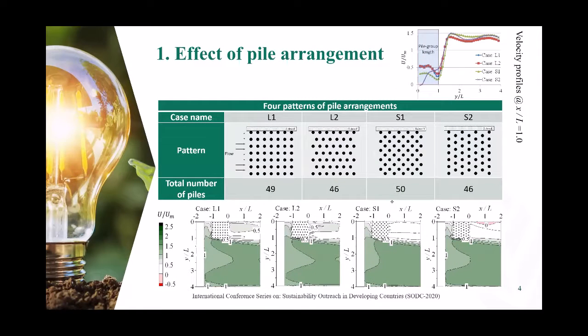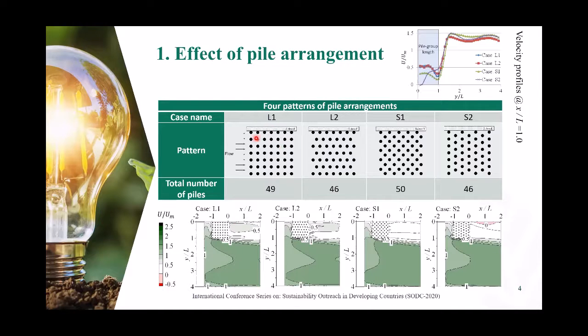To study the effect of pile arrangement, we studied 4 types of pile groups, which are named L1, L2, S1, S2. All these 4 types have almost the same number of piles. As we can see, there are almost 50 piles, but with different arrangement, because we would like to know the effect of pile arrangement on the velocity reduction behind the structure.